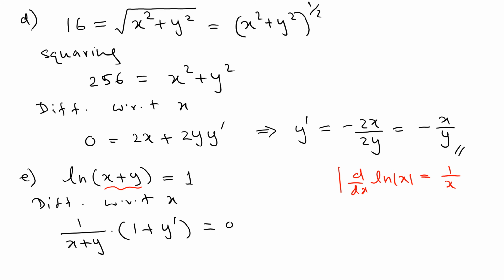And then there's a 0 on the other side. That means if you multiply both sides by x plus y, this term gets cancelled out. That means you simply get 1 plus y prime equals 0. This says that y prime equals negative 1. That's very interesting. So let's look at the next one.